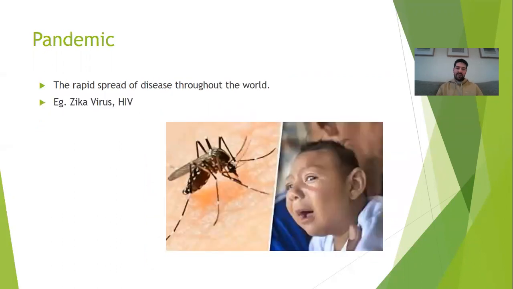Pandemic, which we've all heard of, is obviously the spread of disease throughout the world. Something like Zika virus or HIV have been considered pandemics, things like plague and Spanish flu. Those sort of things are ones that affect more than one geographical area across the globe.